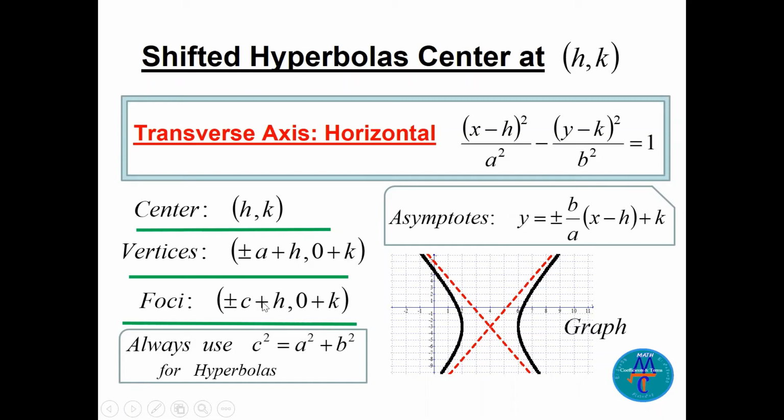So we add h to the x and k to the y, and always for the hyperbolas we use c squared is equal to a squared plus b squared. Remember asymptotes? Instead of memorizing all this, what can you do? Replace 1 by 0, solve for y.